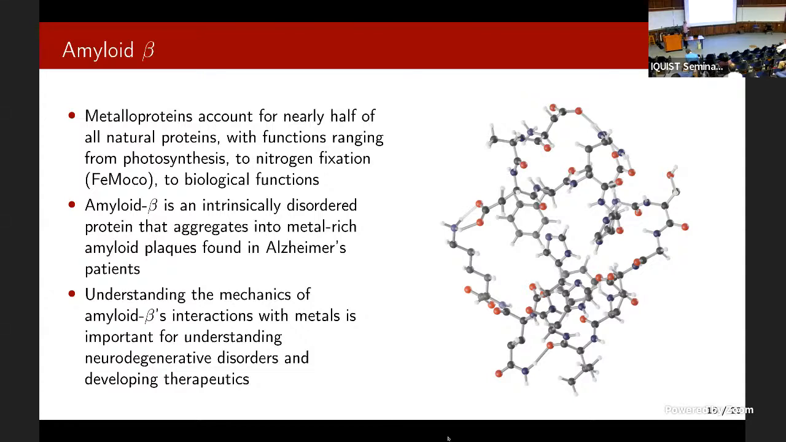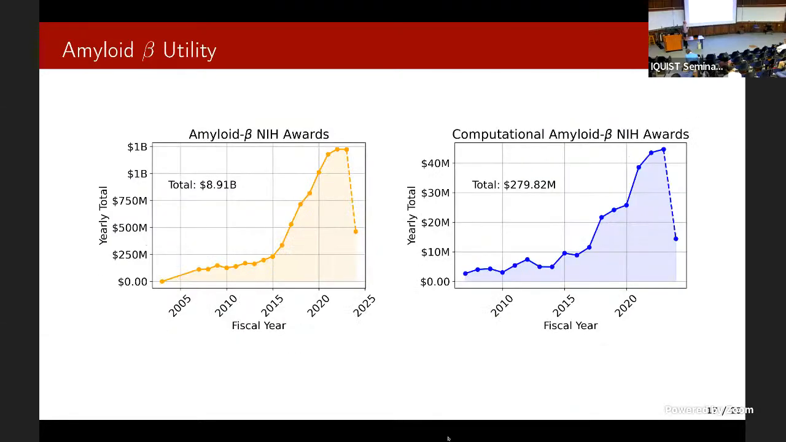But one way we can ask what is the utility of this problem, or how much this problem might be worth to solve, is to look at how much funding has gone into looking at amyloid beta. There are great searchable databases for NIH awards, so you can make very nice plots. There's been almost 9 billion total, integrated over each year, in awards towards studying amyloid beta.